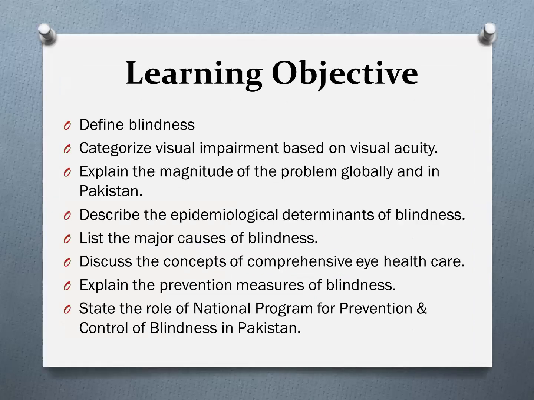First of all, we have to see the learning objectives: define blindness, categorize visual impairment based on visual acuity, explain the magnitude of the problem globally and in Pakistan, describe the epidemiological determinants of blindness, list the major causes of blindness, discuss the concepts of comprehensive eye healthcare, explain the prevention measures of blindness, and state the role of the national program for prevention and control of blindness in Pakistan.